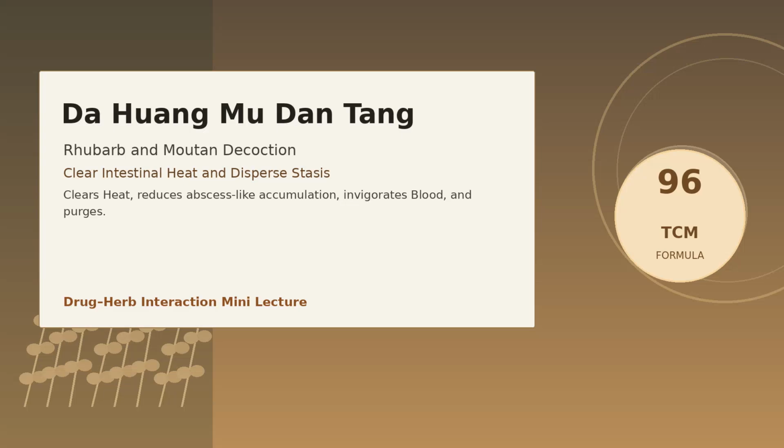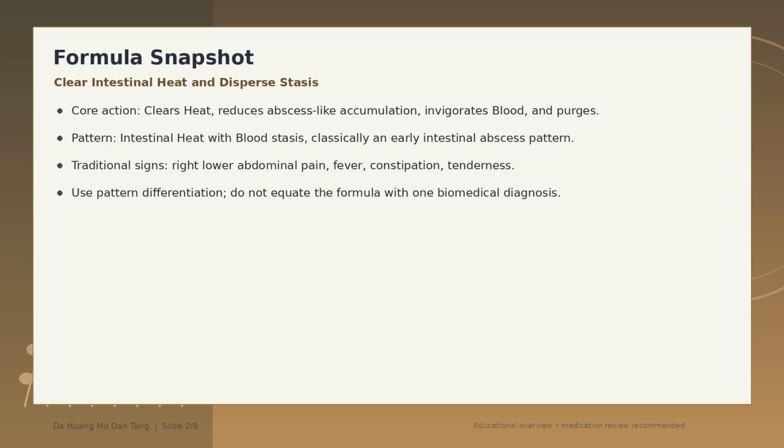This mini-lecture focuses on the formula logic, recognizable pattern features, and practical drug-herb interaction screening. It is an educational overview, not an instruction to self-prescribe. Start with the pattern rather than the disease label. The traditional target pattern is intestinal heat with blood stasis, classically an early intestinal abscess pattern.